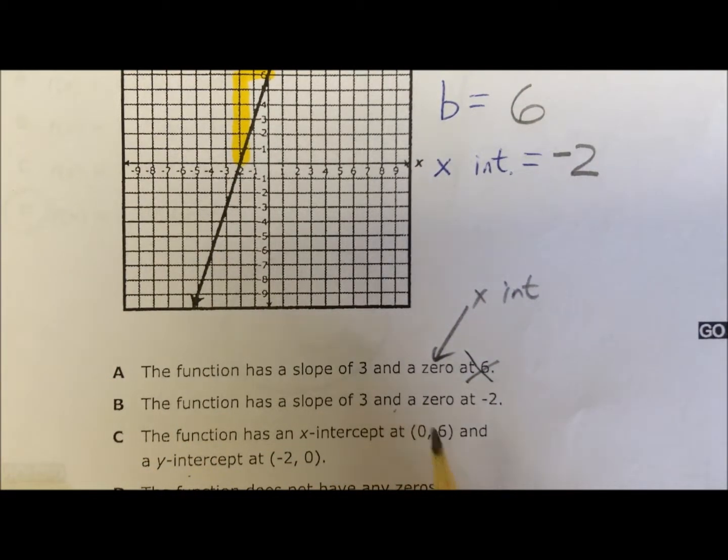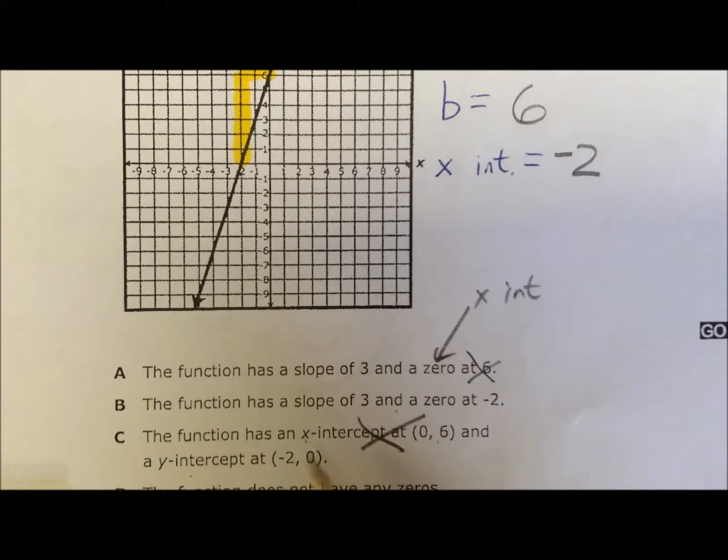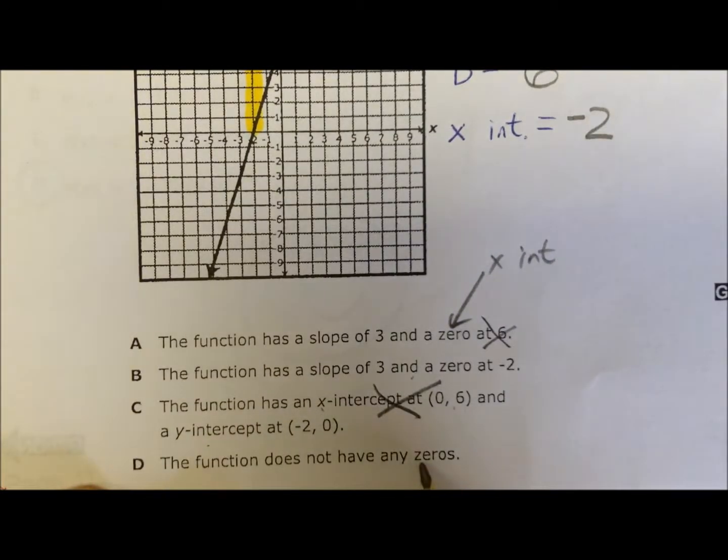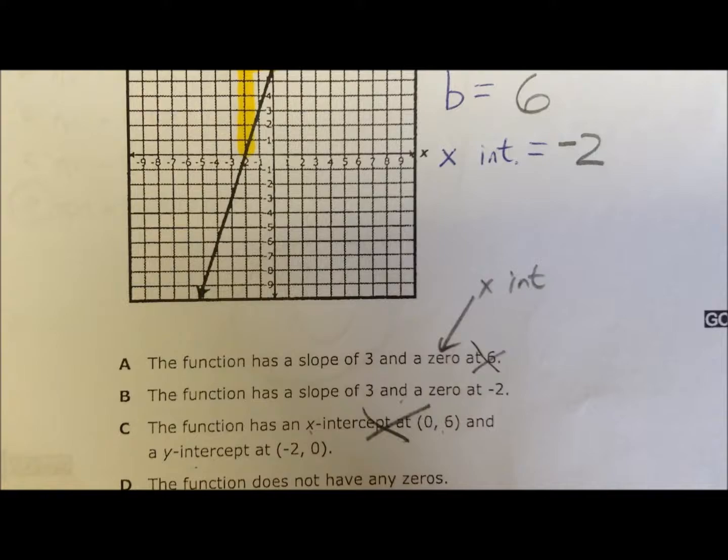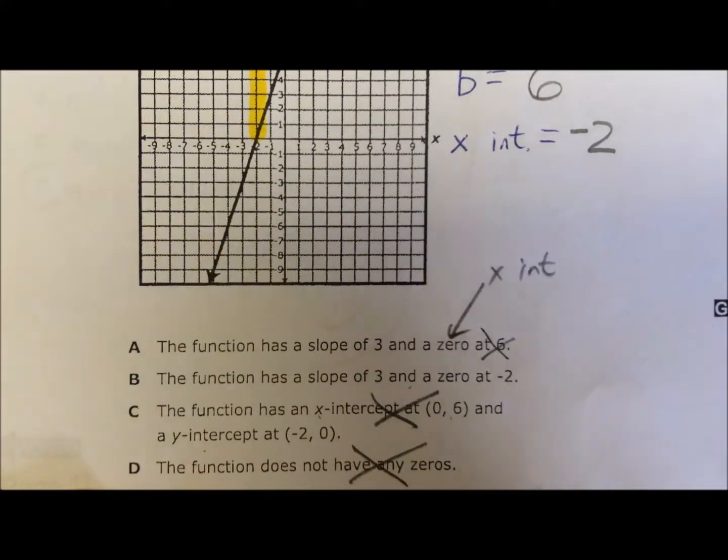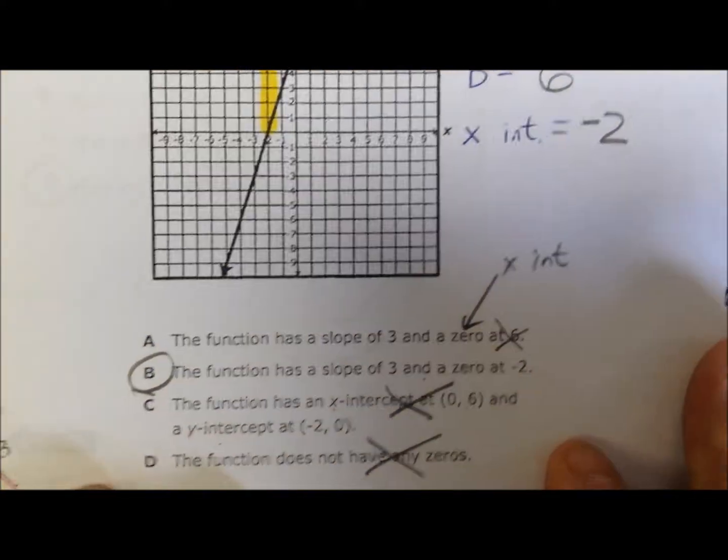No, that's on the y-axis, not an x-axis. The function does not have any 0. Sure it does. It crosses the x-axis. It has a 0. It has one of them, so B is what we want.